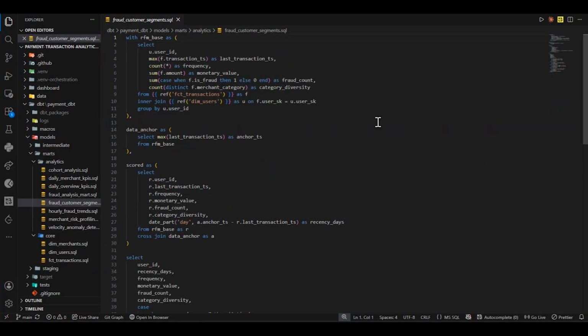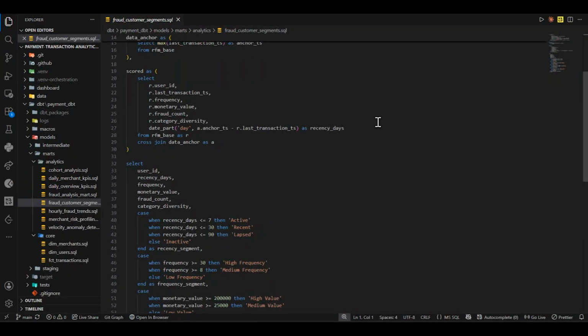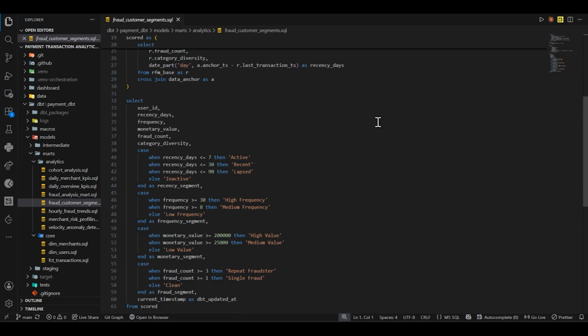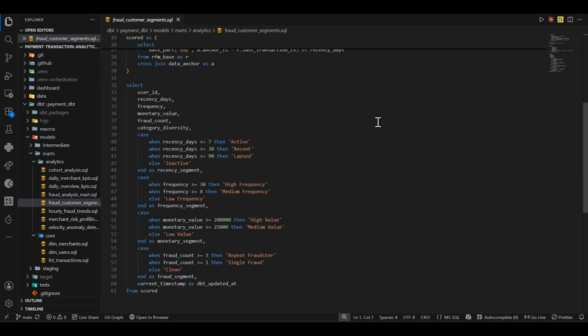And third, fraud customer segments. This is RFM segmentation with a fraud dimension layered on: clean, single fraud, and repeat fraudster. So the marketing team can go run win-back campaigns on lapsed customers who are actually clean, while automatically screening out anyone flagged.